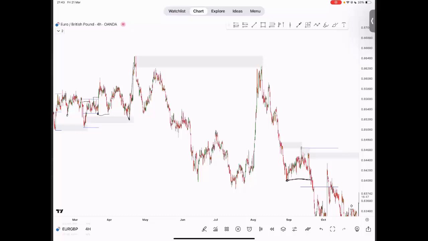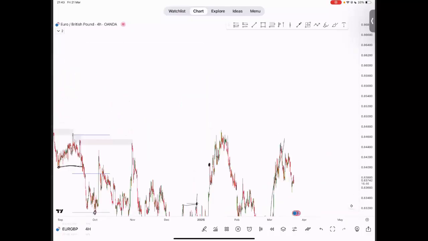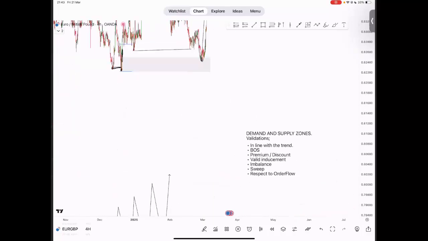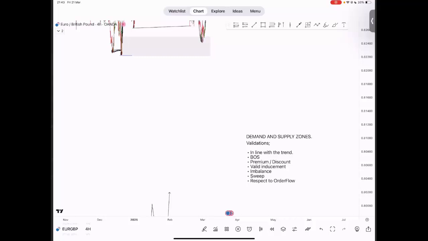A proper inducement in line with trend, the break of structure, premium discount, value inducement, imbalance, sweep, respect to order flow. Sweep or respect to order flow, right? These are the validations for our demand and supply zones.